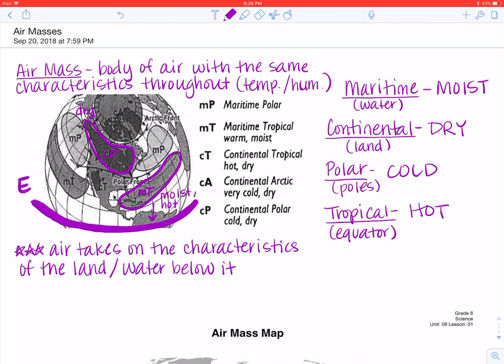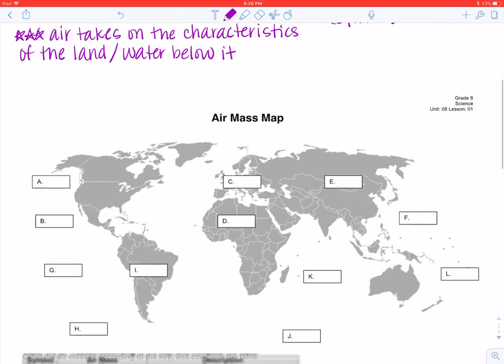P stands for polar. Here's our North Pole right here. So that means that this air mass is located close to a pole, so it's going to be cold. So a CP, a continental polar air mass, would be dry and cold. You ready to put this into practice? Okay.